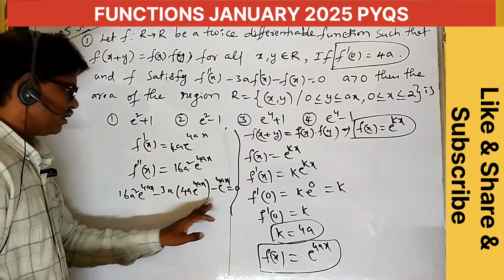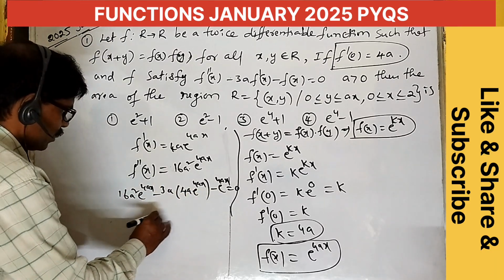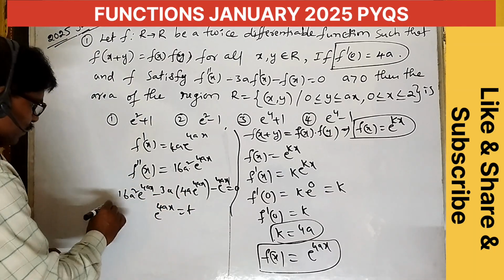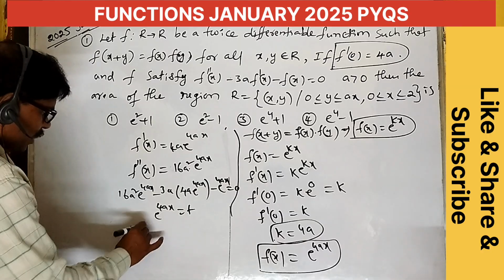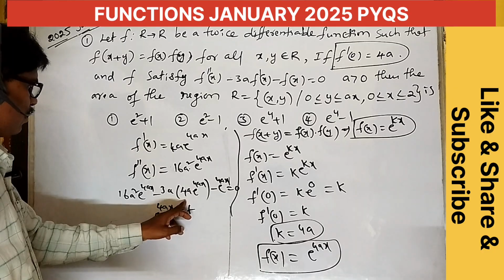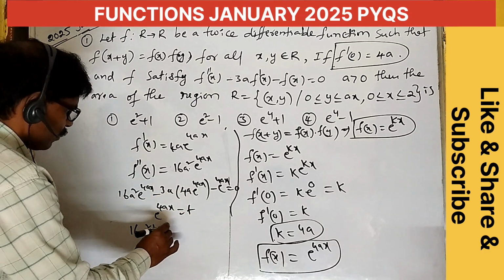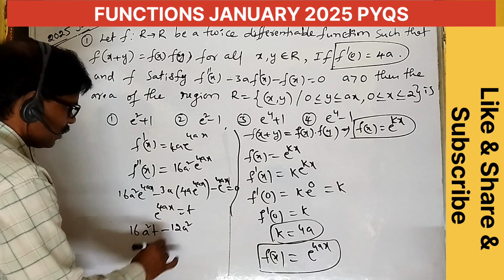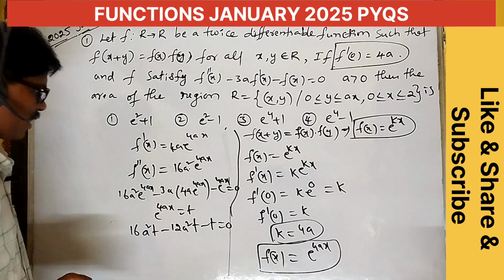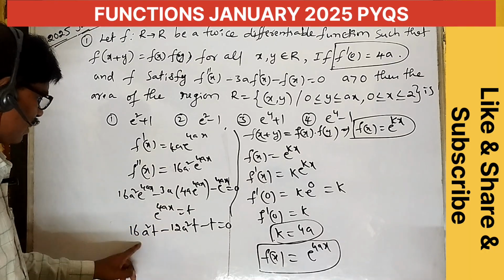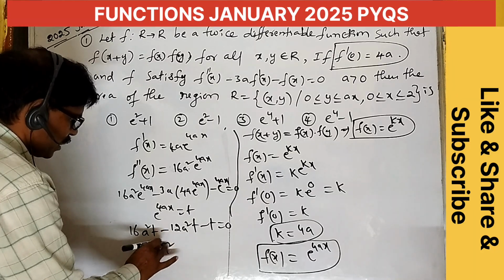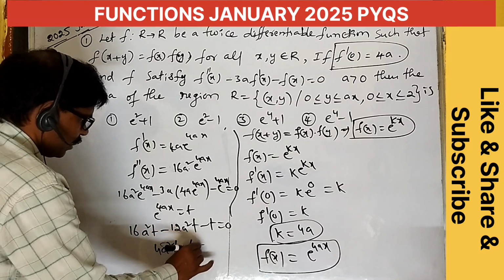Let e power 4ax equal to t. Then we get 16a square t, next minus 3 into 4, 3 into 4 means 12a square t, and this is also t, minus t equal to 0. Here e power 4ax is equal to t, so 16a square t minus 12a square t minus t equal to 0.